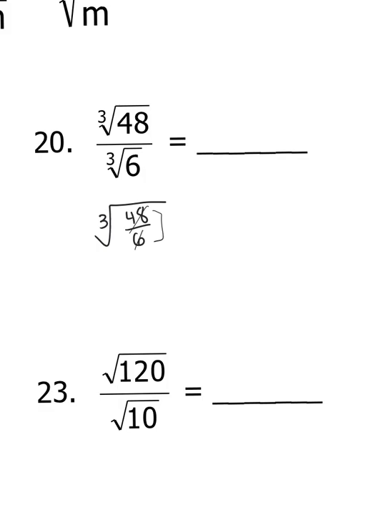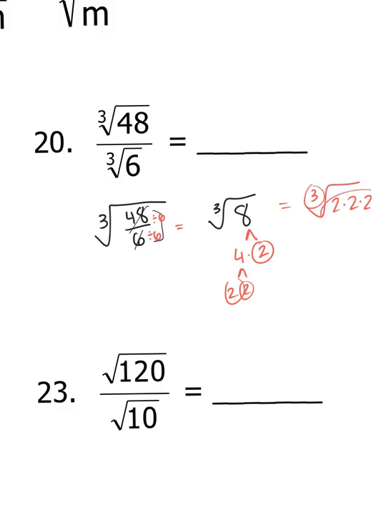Well, I think 48 is divisible by 6. So I could just divide both the top and the bottom by 6 itself. And that means that I have the cubed root of really just 8. 48 divided by 6 is just 8. Now I would break this down and see that this is 4 times 2, which is the same as 2 times 2. So that means I've got the cubed root of 2 times 2 times 2. I'm looking for a group of 3. I have a group of 3. The cubed root of 8 is just 2. So the answer to number 20 is 2.